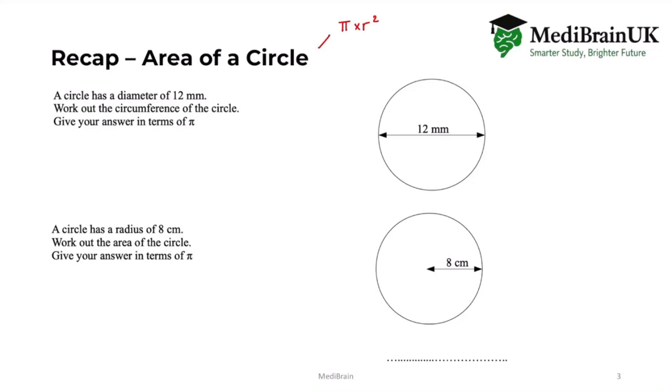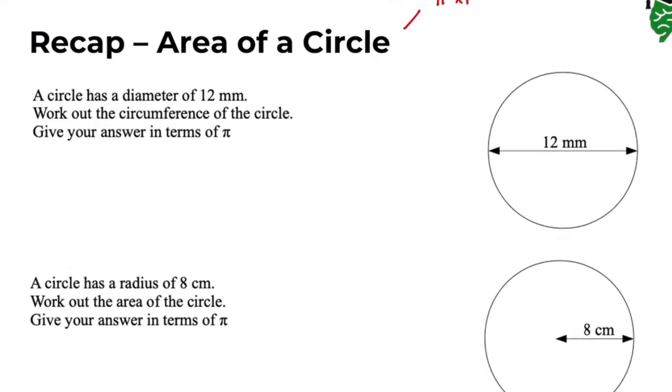So it says over here, a circle that has a diameter of 12 millimeters, you need to work out the circumference of the circle. We're not actually working out circumference, but the only reason I've put it in this example is because you need to know the formula to work out the circumference of a circle as well. It's not really applicable, I just included it for this lesson. When you're working out the circumference of a circle, that basically means you're working out the perimeter of a circle.